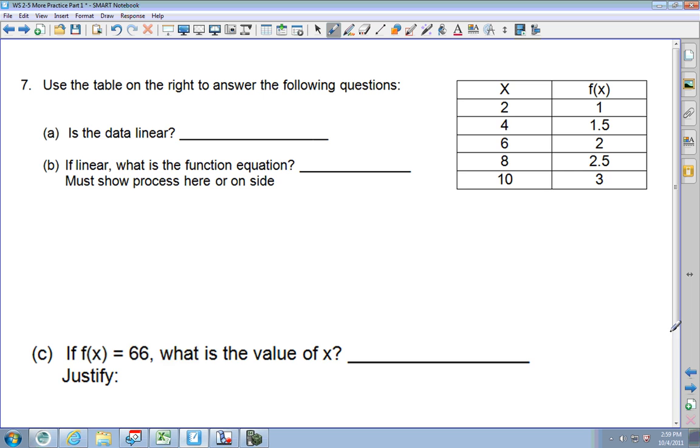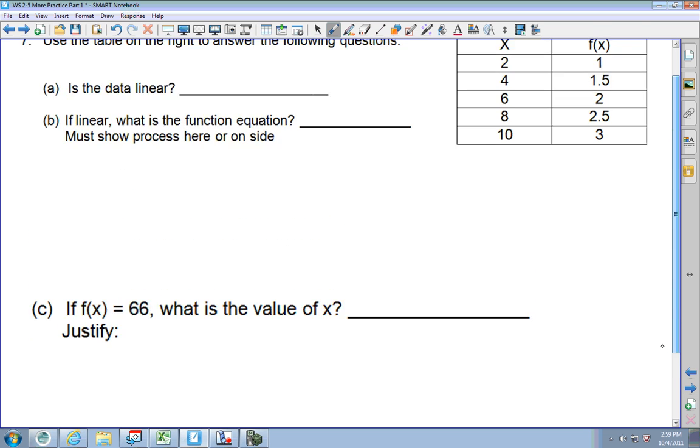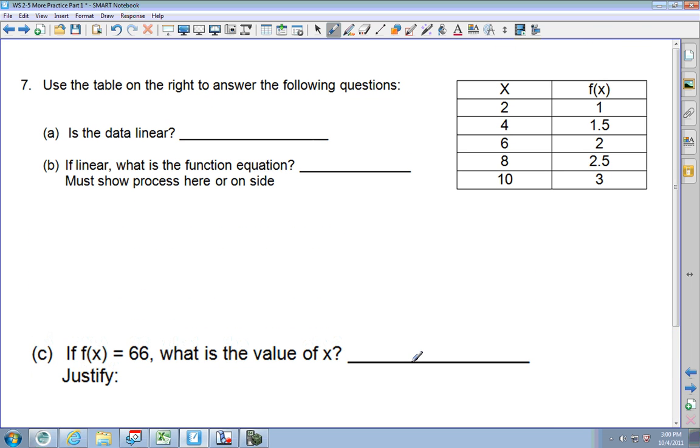Oh, I skipped it again. Here's the next one. First off, it wants to know if the data is linear. So the first thing you're going to do is delta y. The change in y right here is 0.5. Again, I'm adding 0.5. I'm adding 0.5. Delta x is plus 2, plus 2, plus 2.